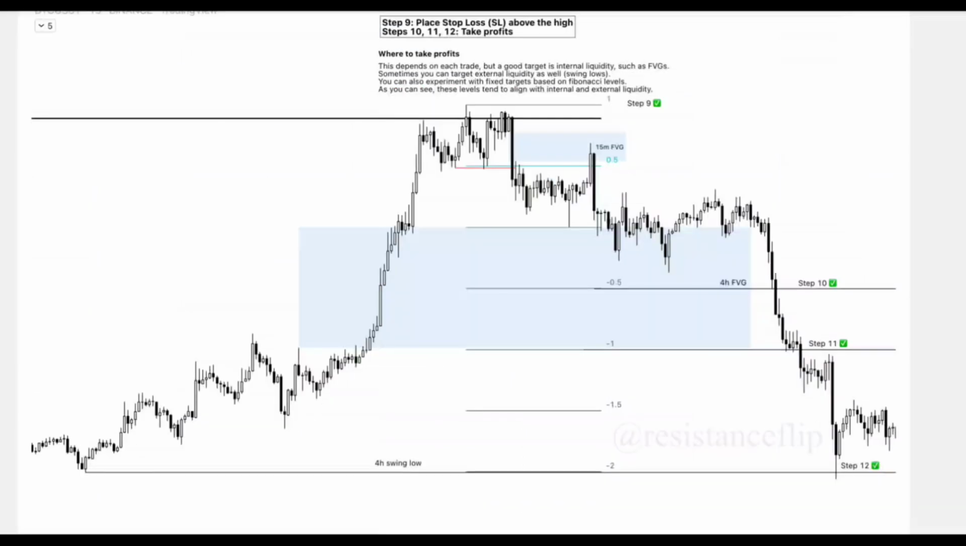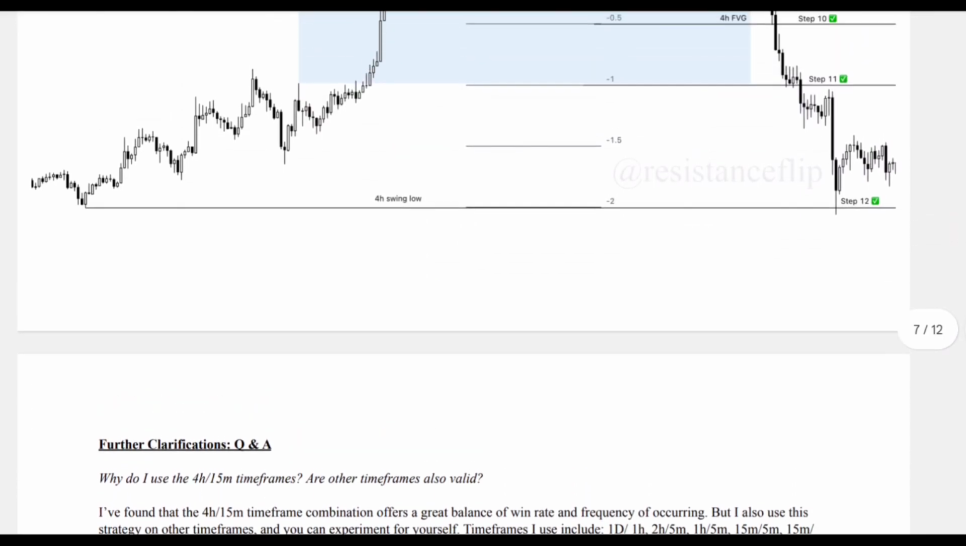I usually take profits at different spots, and here you can see you can take your profit at the 0.5 fib level, or you can wait for that 4-hour swing low. But what you should do is take some profit, 50 or 60%, at the 0.5 fib level, and then wait for that swing low. So this is all about the strategy.